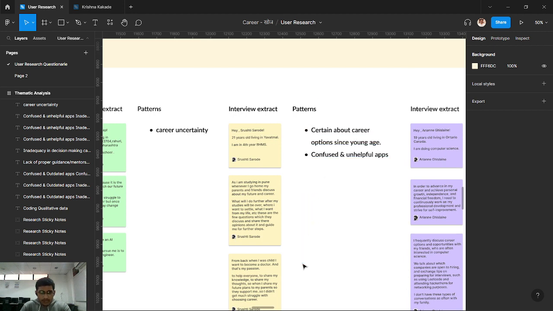Right now we are going through Sushti Saroday's interview extract. On the basis of her data, I was able to identify a pattern: she has been certain about her career options since a young age, and there are apps, but they are confusing and unhelpful. So that's the pattern we are getting.